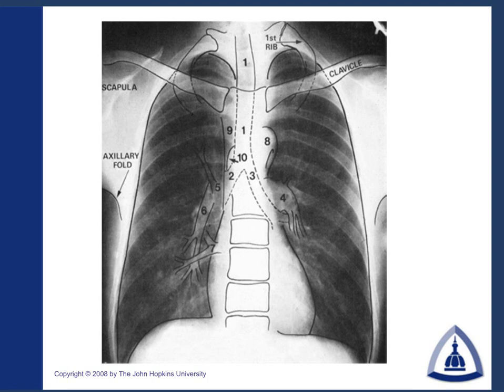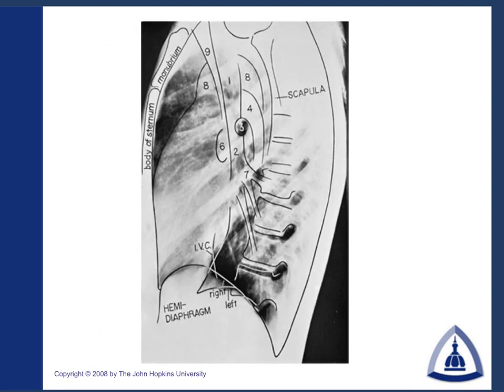I don't see a number 7 on here. 7 is a lower pulmonary vein leading back to the left atrium as well. 8 is the knob of the aorta, and 9 is the superior vena cava, okay, coming back into the right atrium. This is a lateral.